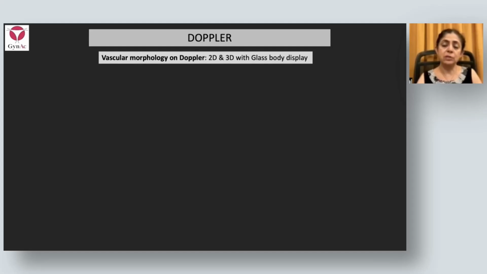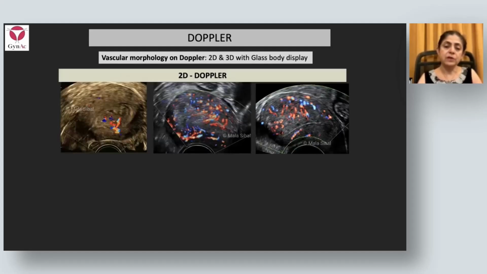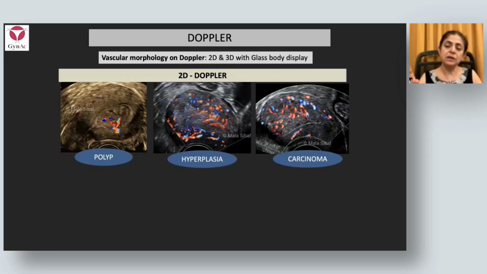with glass body display. You're able to see the entire vascular tree. So on 2D, here are 3 patients with thick endometrium. The first is an endometrial polyp. There's a single feeder vessel branching within the polyp. Here you have multiple single vessels crossing the endomyometrial junction and running in almost parallel course. This is normal vascular morphology and may be exaggerated or very prominent in patients with hyperplasia, but you can also see it in patients with secretory endometrium. And here is an endometrial cancer where you have randomly dispersed vessels. Not all of them are crossing the endomyometrial junction, and this is carcinoma.